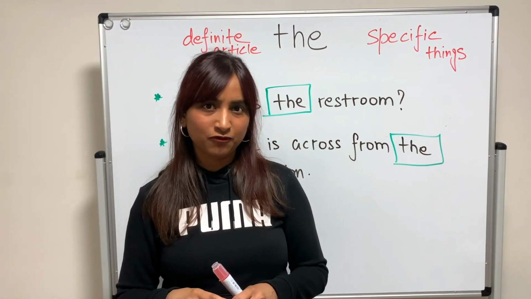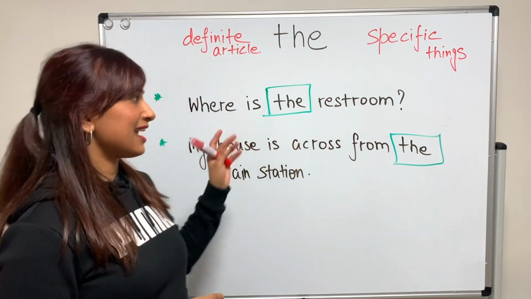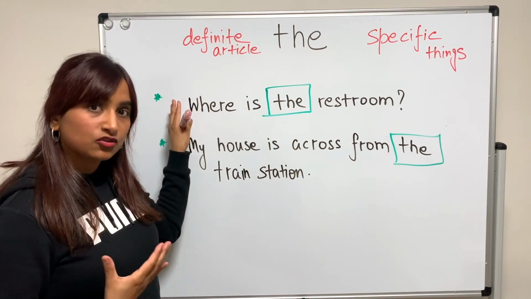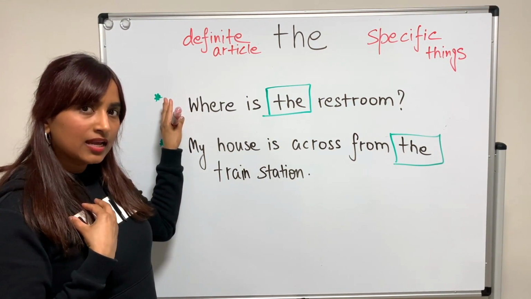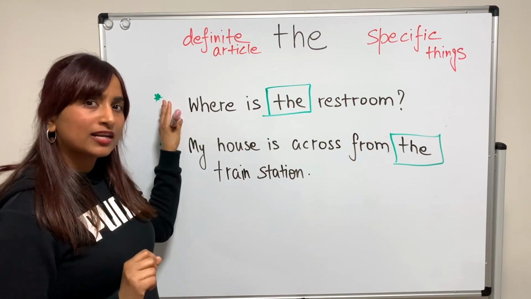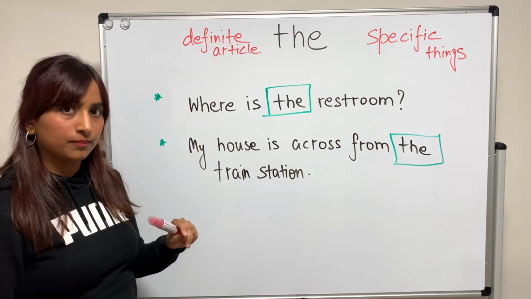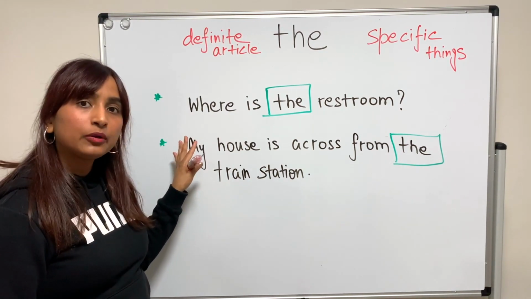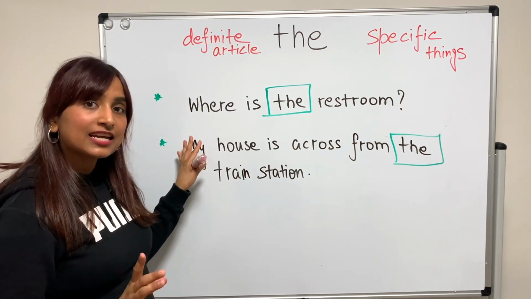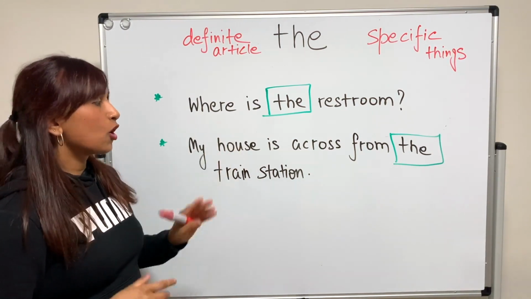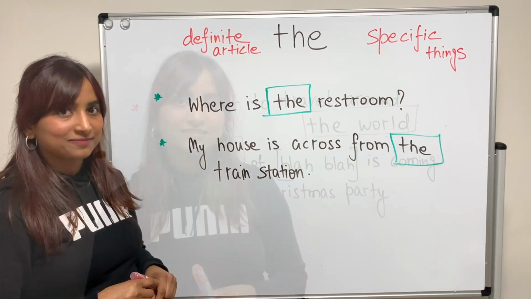Another rule, we use the when we assume there's just one of something in that place, even if it hasn't been mentioned before. Let's look at these examples here. In the first example, I'm in a restaurant and I'm assuming that there's just one restroom there. So I can say, where's the restroom? In the second example, there's only one train station near my house. So I'm going to say, my house is across from the train station.